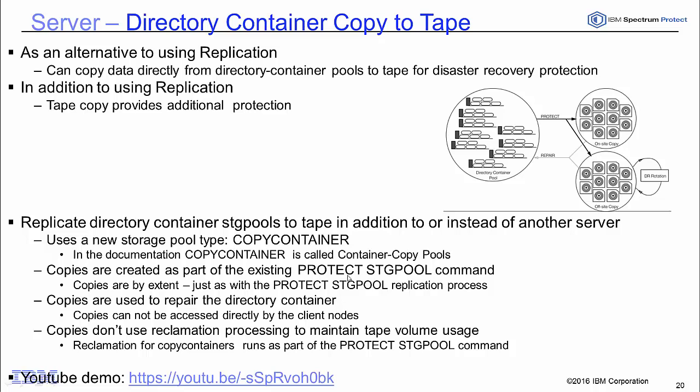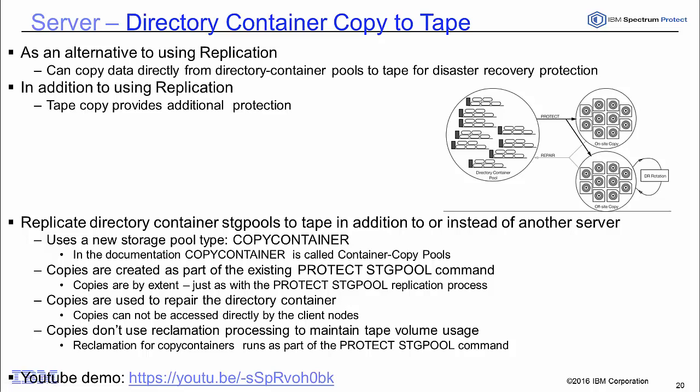When we create the copies, we create them as part of our protect stgpool command. Now you may recognize the protect stgpool command as what we use when we're replicating one directory container to another directory container. In this case, we are using it to also create a copy out to tape if you have a copy container set up.